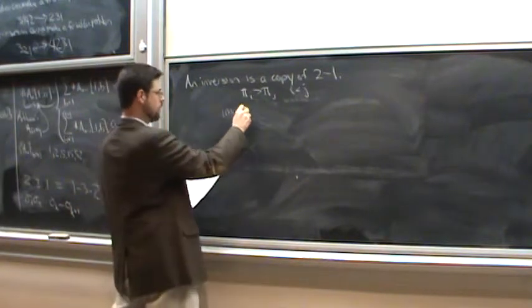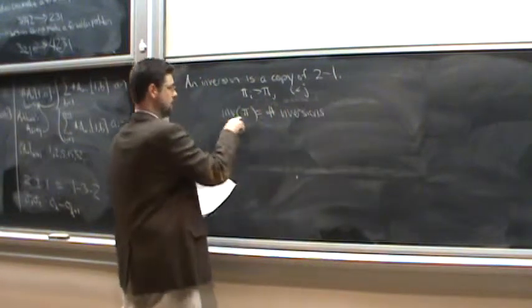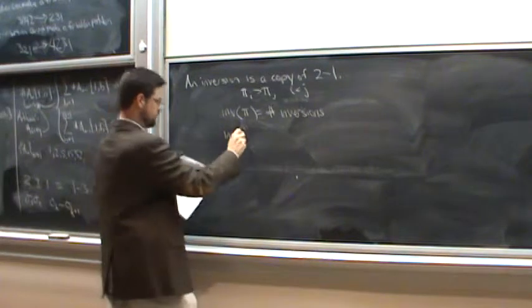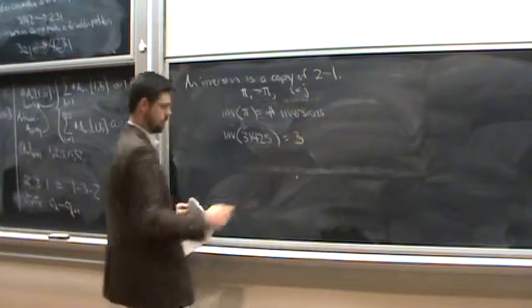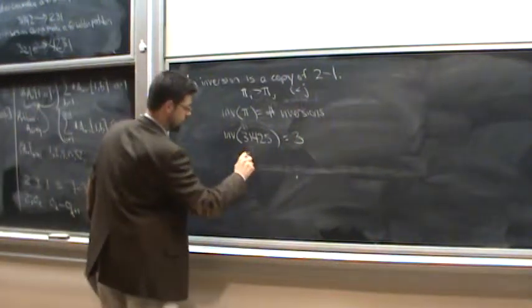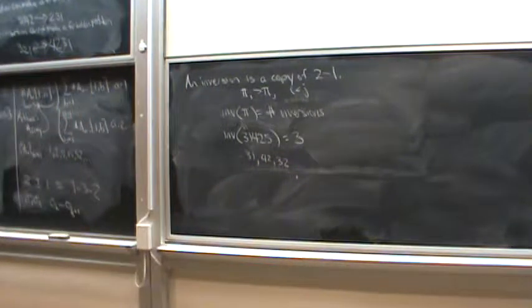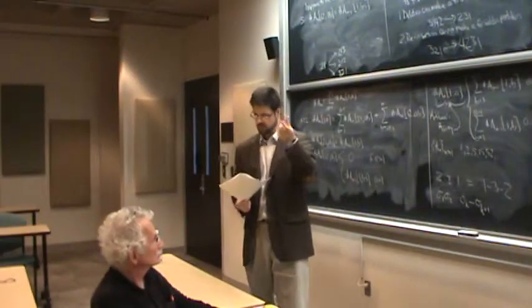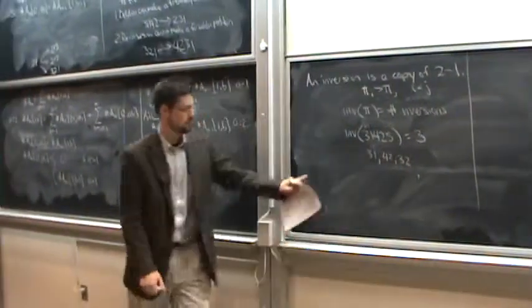So the inversion number of pi is the number of those, and we'll use that notation. So for example, 31425 has 3 inversions, namely 31, 42, and 32, showing up there. Inversion number is one of these permutation statistics that shows up all the time. If you look at this algebraically, it's the number of transpositions it takes to sort a given permutation into increasing order. But it's a level of disorder.